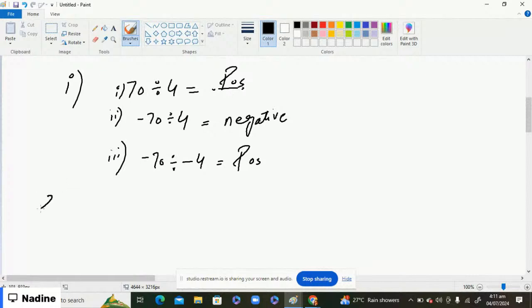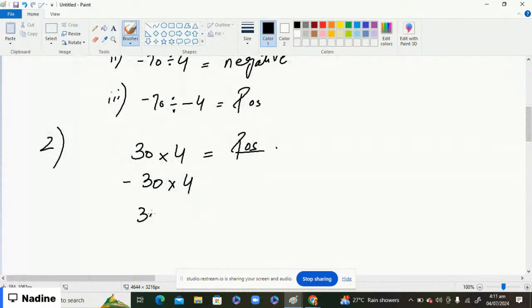Now for multiplication, if there are two positive numbers like 30 times 4, the answer is positive. If any one of them is negative, like 30 into minus 4 or the other way around, the answer is negative. Got it?